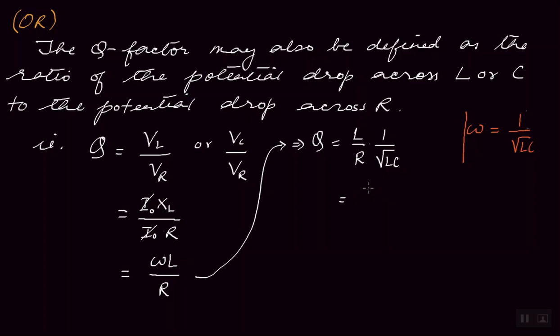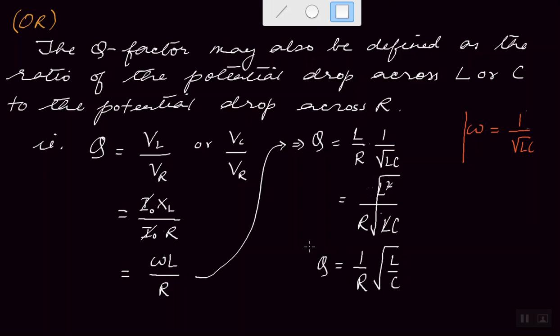So I can do one thing. I can write like this, L by R root LC. Then instead of writing these two square roots like this, I can just write a single square root, like that, right? So 1 L and 1 L will be cancelled. So you get 1 by R root L by C. So that's another expression for the Q factor of the series LCR circuit.